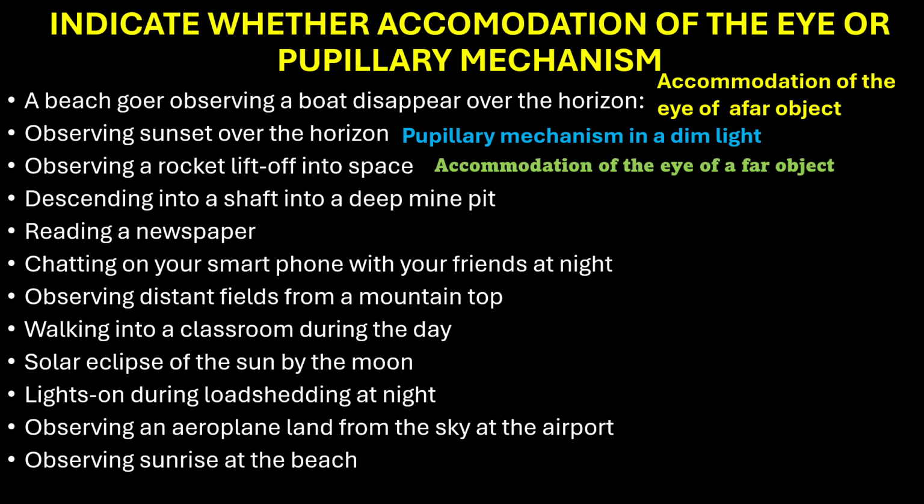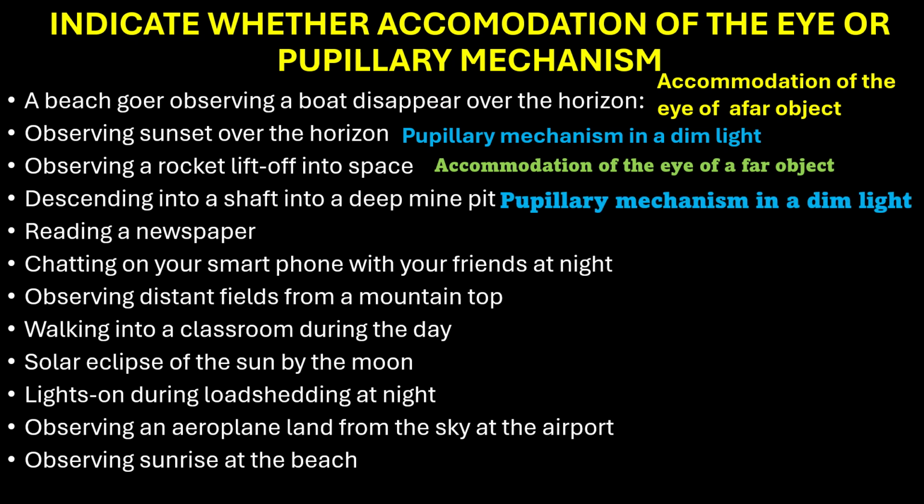What about when you descend into a shaft? You are in a shaft and you descend into a deep mine pit. Before you went into the shaft, definitely the environment will be bright. But once you enter the shaft and you go down, because there's no light down there, the whole place becomes darker. Hence, the light inside the mine shaft won't be that bright. So here we're not talking about distance, we're talking about pupillary mechanism in a dim light.